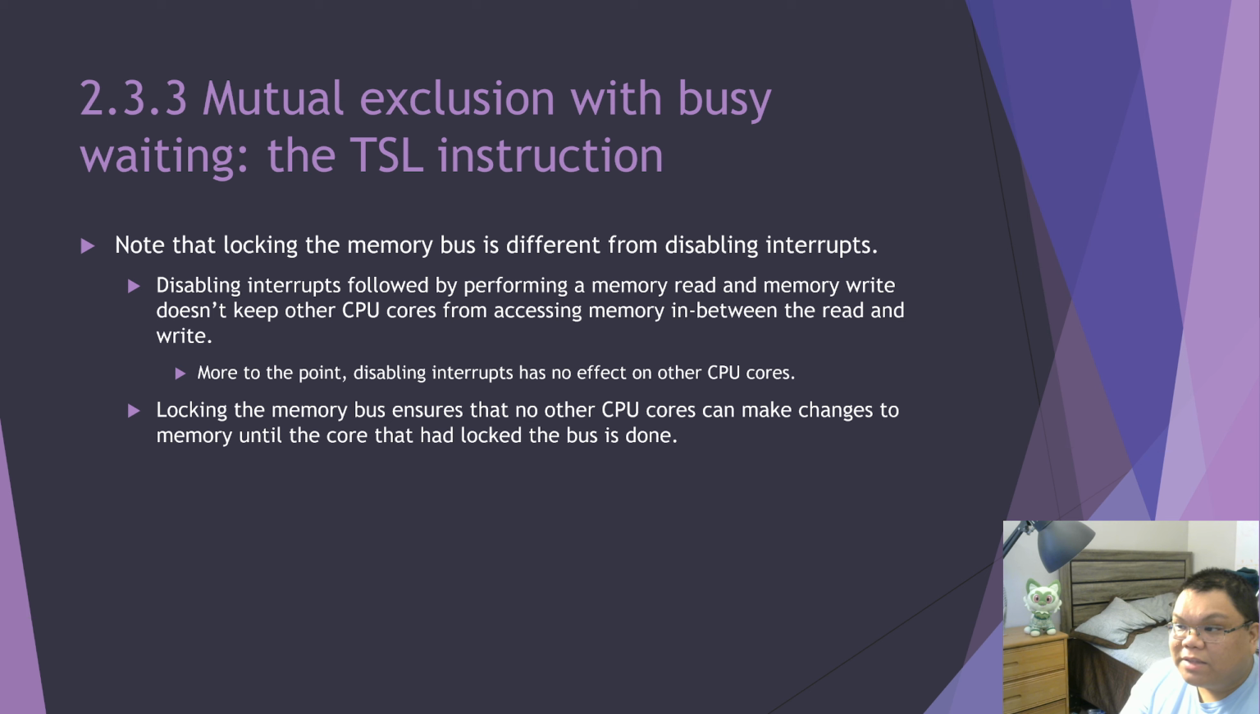Note that locking the memory bus is different from disabling interrupts. Disabling interrupts followed by performing a memory read and write doesn't keep other CPUs from accessing memory in between the read and the write. And more to the point, disabling interrupts only affects the CPU core that disabled interrupts. It does not affect any other CPUs. Locking the memory bus ensures that no other CPU cores can make changes to memory until the core that locked the bus is done.